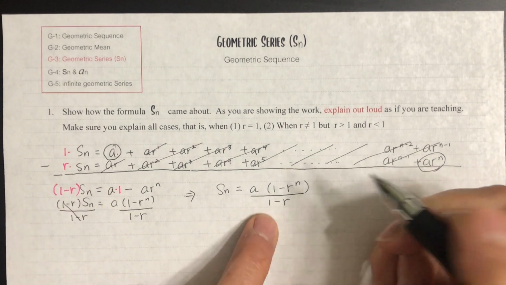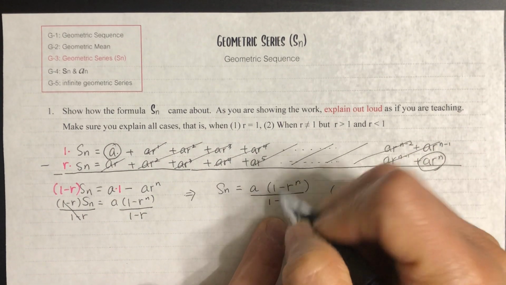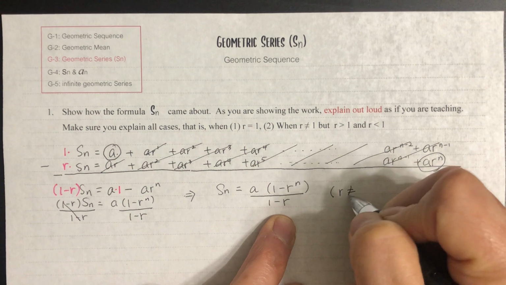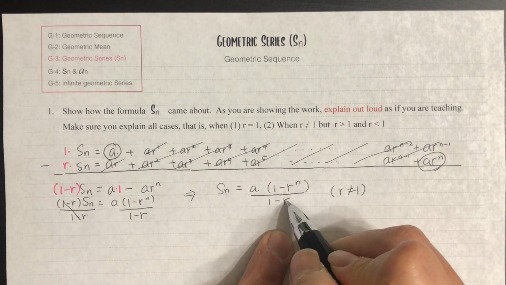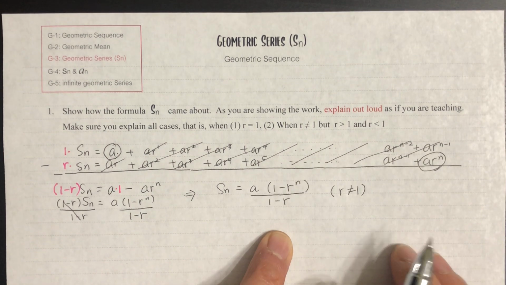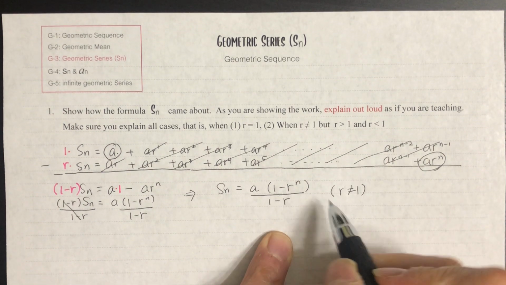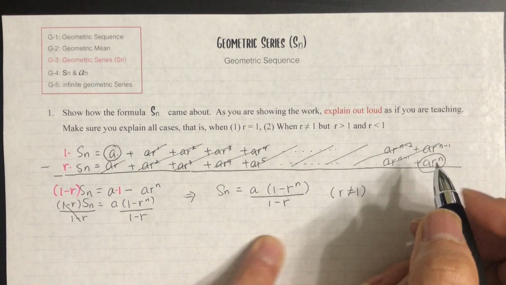So this is a formula, but there's a condition. r cannot be 1. Because if r is 1, the denominator is going to be 0, and there's no such thing as having 0 in the denominator. So this is a must condition.